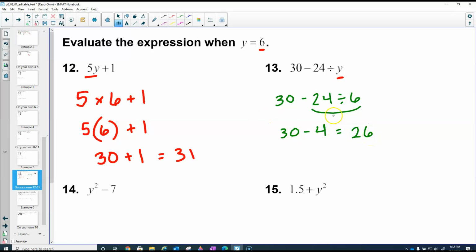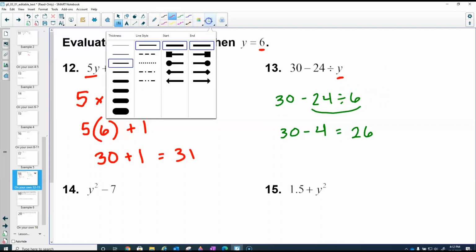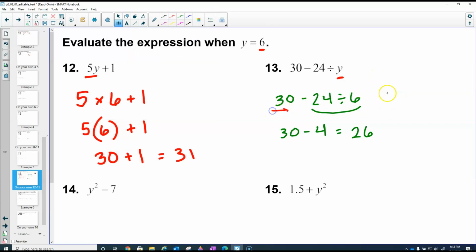If I did it the other way, ignoring all math rules, and I did it just left to right, I would get 30 minus 24 is 6. 6 divided by 6 is 1, and that would be incorrect. Okay, you must listen to PEMDAS. This is your correct answer. Check. Gold star.